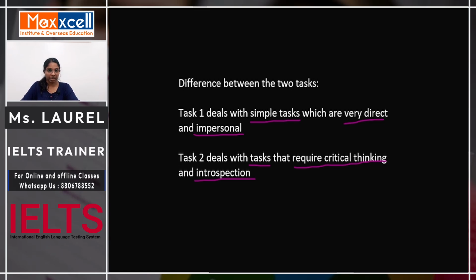You also have to understand that you have to include some personal examples. Okay, so they might ask you for examples. In that case, you are expected to give examples from your own life or from your own knowledge or experience.